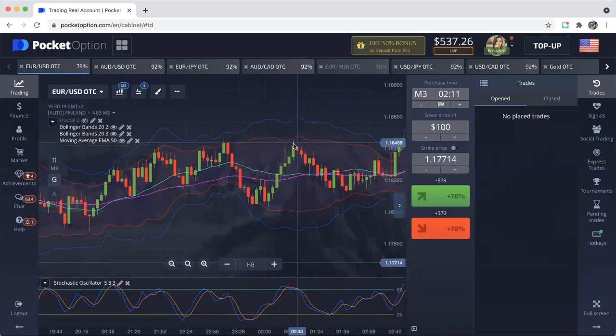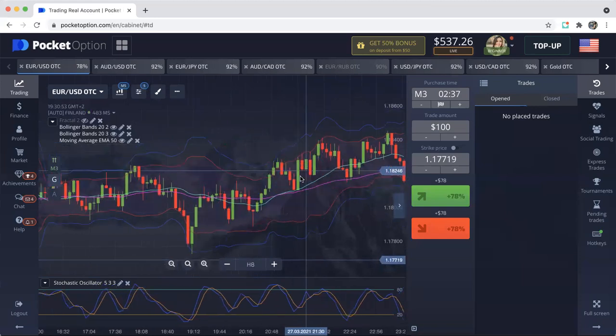Now this was close enough. You see it almost touched right here. It was so close. And the stochastic crossed. So I would have taken that down for 3 minutes. I would have waited for the next candle, watch it go up. I like to watch it for at least a minute or two into the trade to see what direction it wants to go, see where it likes to push the most, and then I would take it and see what happens here.